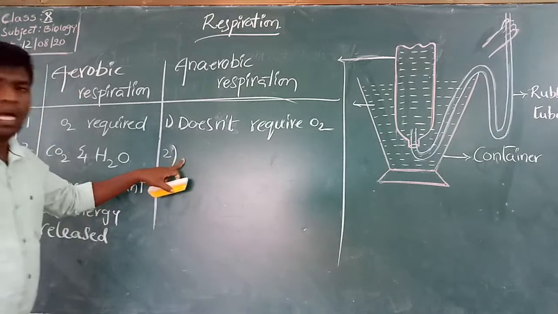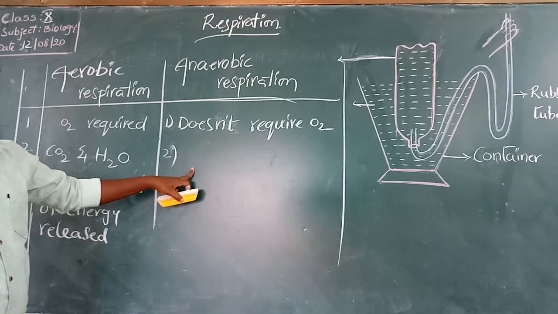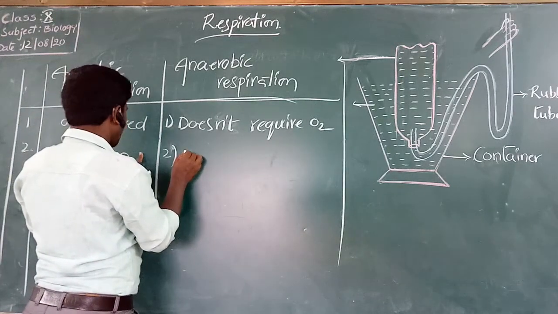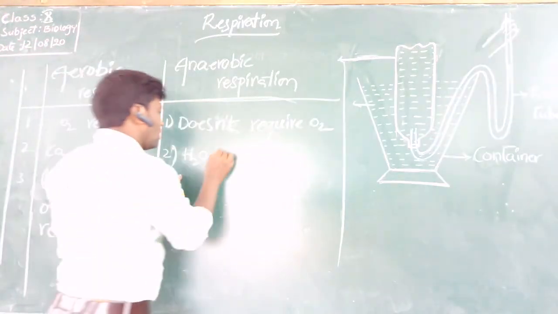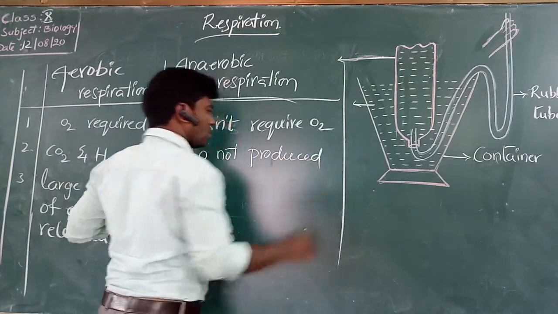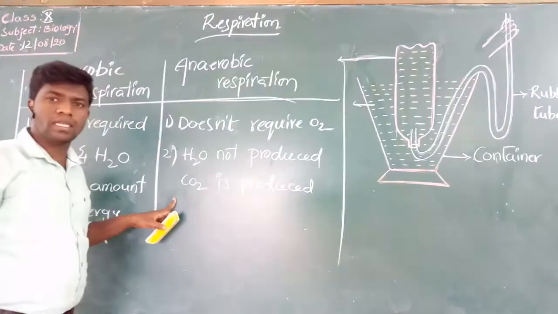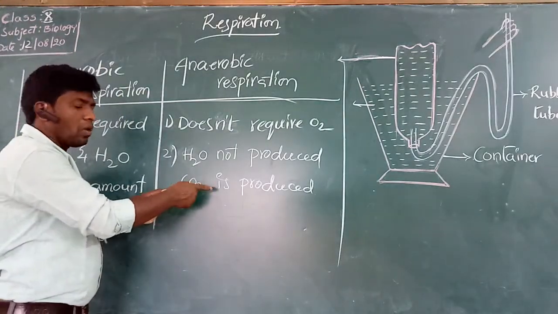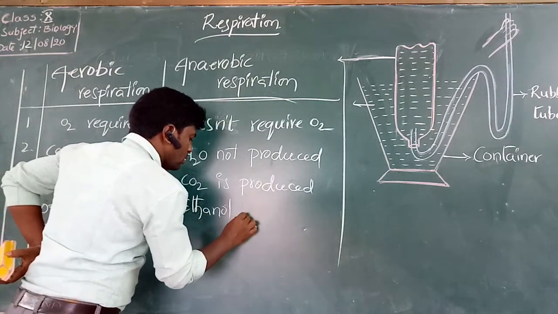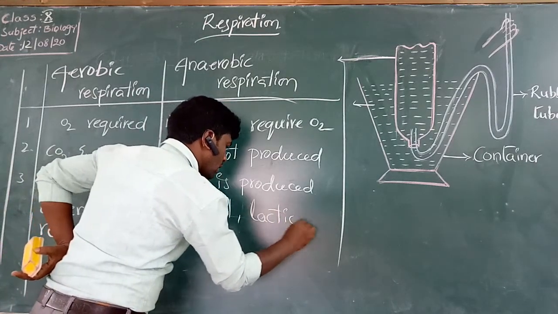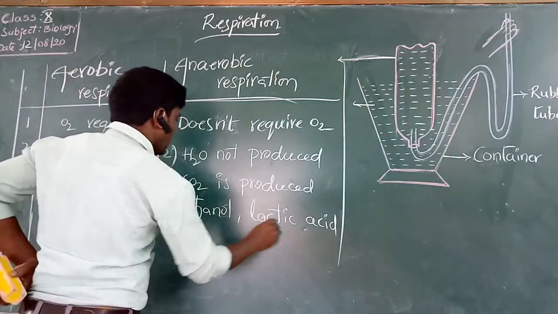Next, in anaerobic respiration, water is not produced, but carbon dioxide is produced, and along with this, compounds like ethanol and lactic acid are formed in this process.